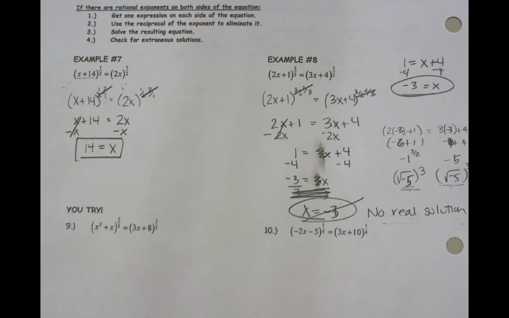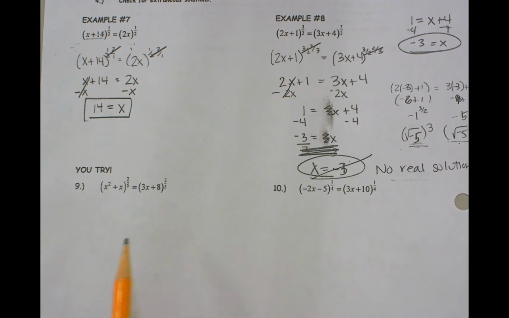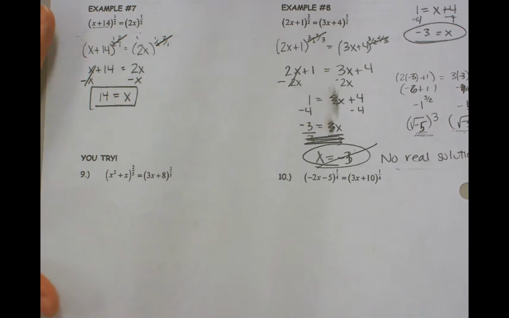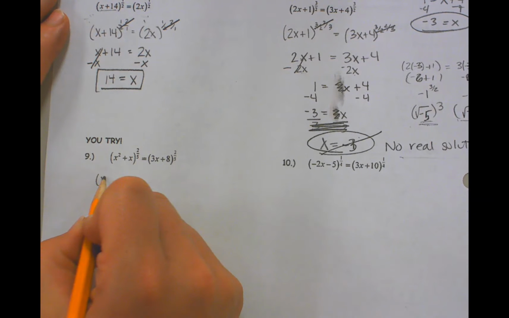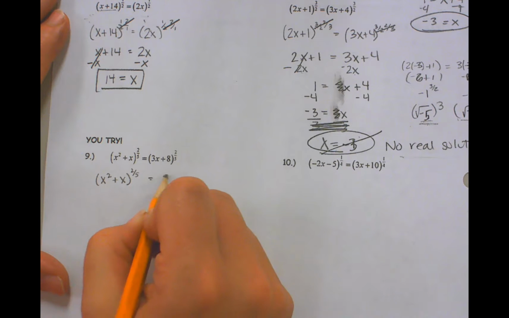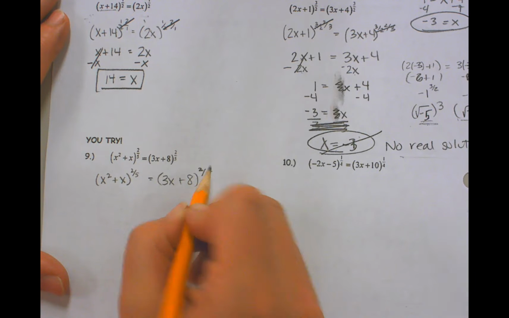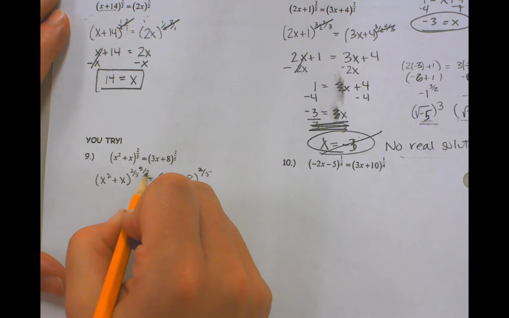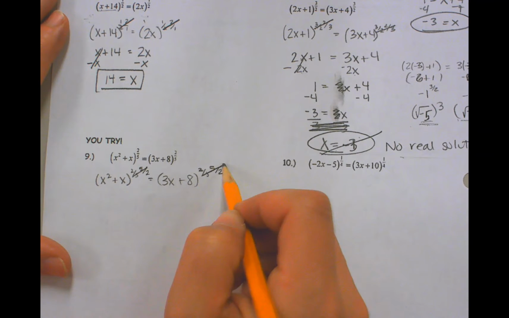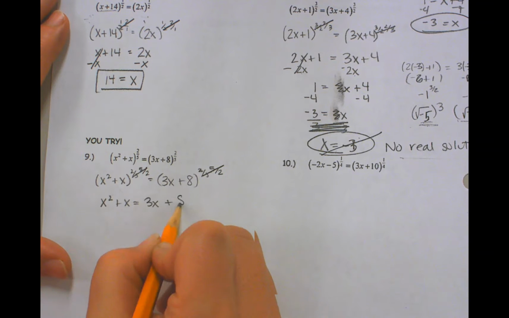All right, so you can go ahead and pause the video and try number 9 and 10, or I'm just going to go through them as well if you want to just keep watching. So just like we were doing, we're going to plug this in. So we have 2/5, and we're going to cancel out our exponents by raising them to the reciprocal power, which is 5/2. Again, these will cancel, so we just have x squared plus x equals 3x plus 8.